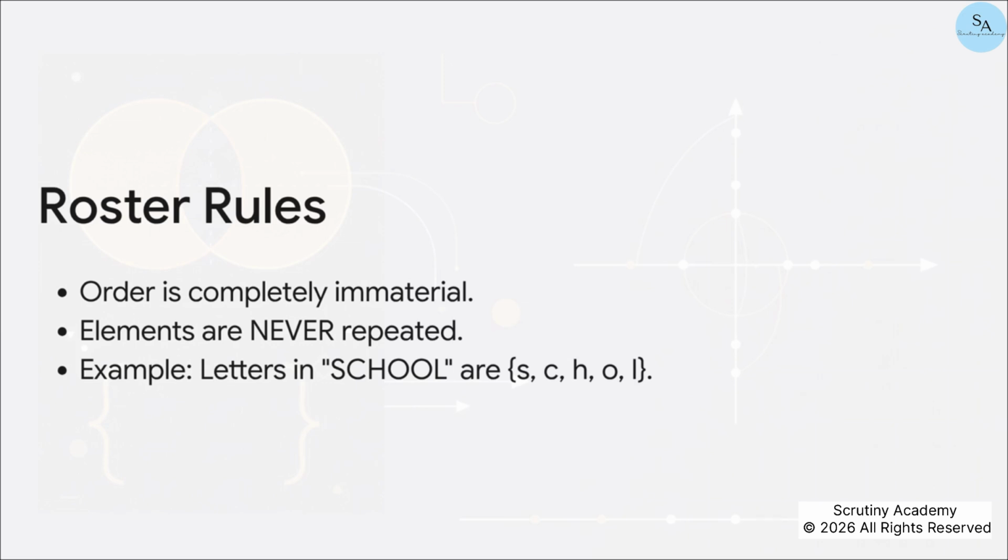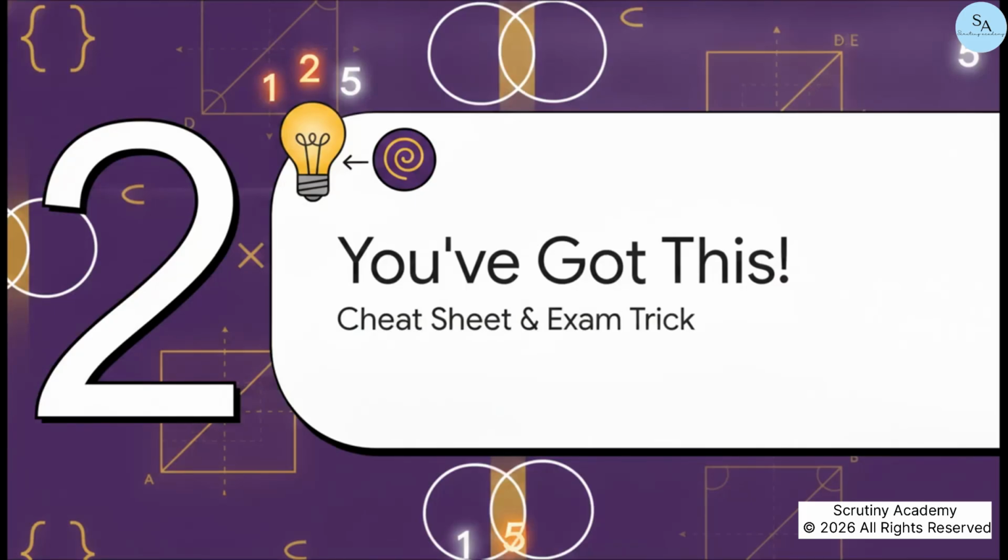But here's rule number 2, and please listen carefully, because this is the absolute most common mistake students make in exams. Elements are never repeated in a set. If an exam asks you to write the set of letters in the word school, the answer is S-C-H-O-L. Notice there is only one O. Writing the O twice means you don't understand that a set is a collection of distinct objects, and the examiner will mark it wrong immediately. Never repeat an element.